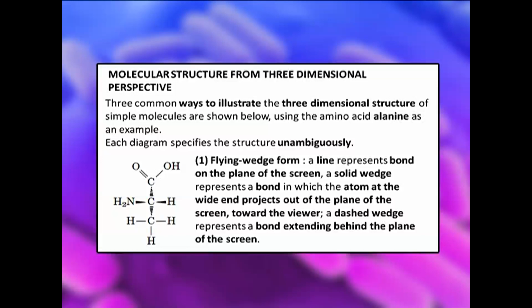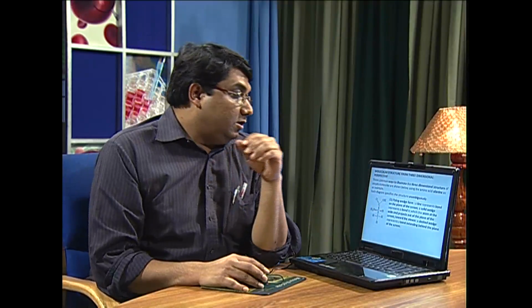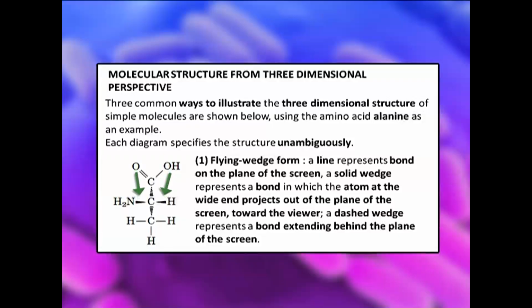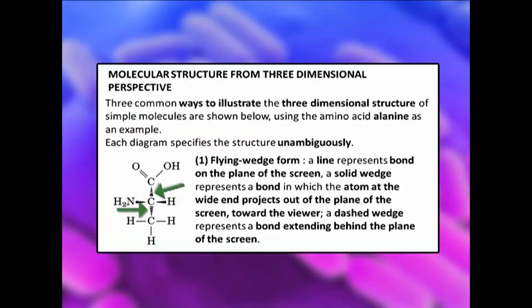You can see in this structure, these lines represent bonds on the plane of the screen. On the other hand, these solid wedges represent bonds in which the atoms at the wide end of the wedge project out of the plane of the screen towards the viewer. And these dashed wedges represent bonds extending behind the plane of the screen.